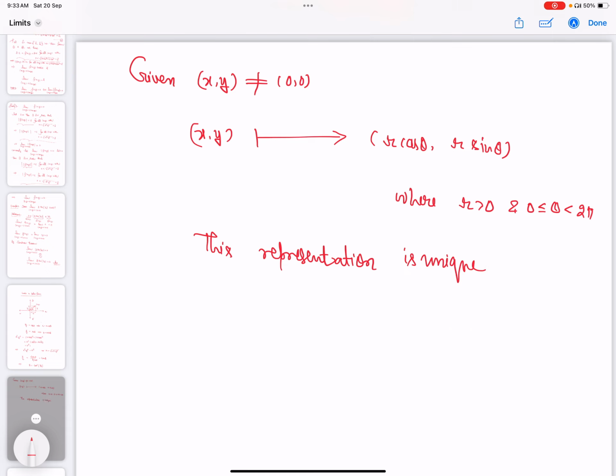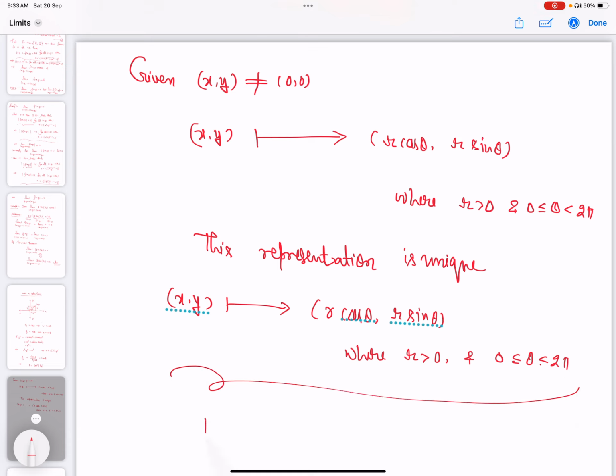It means (x, y) goes to (r cos theta, r sin theta), where r is greater than 0 and theta lies in 0 to 2 pi. This is a function. The 0 point does not have polar form because we cannot define theta.